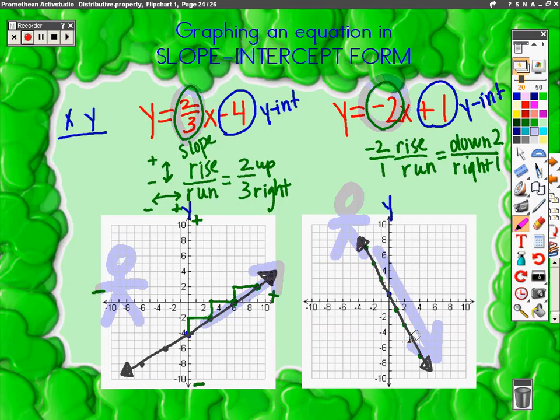Remember, we always read left to right. So as I think about whether my slope is positive or negative, always look at it from the left side to the right side.